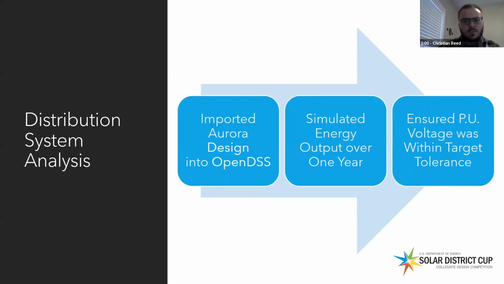I think Ty was able to make it, but I can go over this real quick. He did the distribution analysis. He took what Taylor had created over in the Aurora software and put it in OpenDSS. He simulated the energy output over 1 year, and we were able to expand that over a 20-year period. He was making sure that we met the minimum voltage output and we were within a target tolerance because of the size of the project. We were able to come up with a tolerance that said, if we were doing this in a real-world application, we would have losses such and such that it would be acceptable.